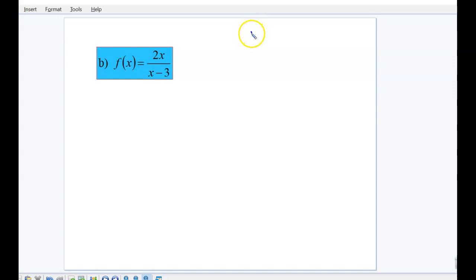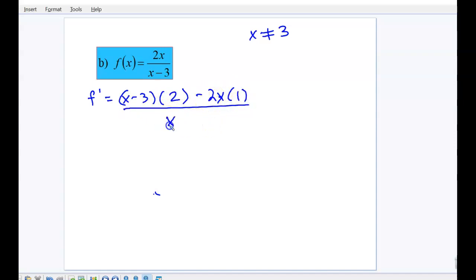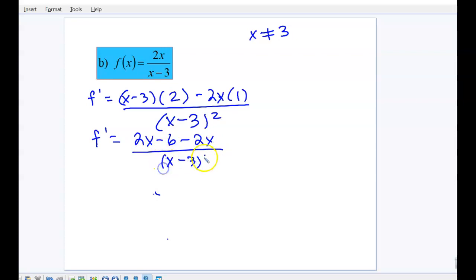Notice that we do have a restriction that x cannot be 3. So 3 is not defined. First of all, I have to take the derivative using the quotient rule. It's going to be the bottom times the derivative of the top, minus the top times the derivative of the bottom, all over the bottom squared. If I simplify the top, I get 2x minus 6 minus 2x over (x minus 3) squared, and this ends up being negative 6 over (x minus 3) squared.